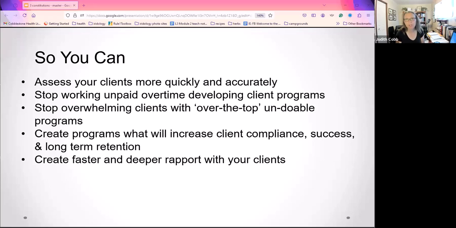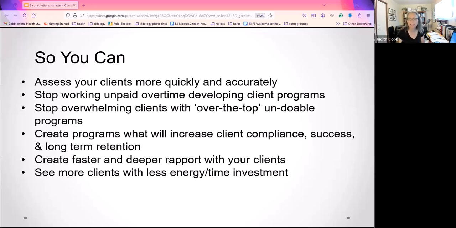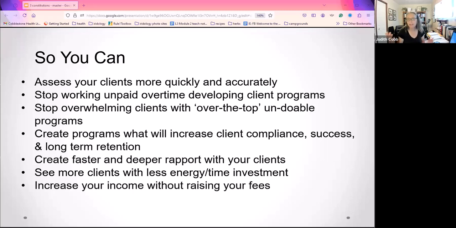Again, iridology, the way I teach it, will help you to create faster and deeper rapport with your clients, and it will help you to see more clients with less energy or time investment, which is great. If you can get your client work done with this one client in 1 hour instead of 3, what are you going to do with those extra 2 hours? See more clients, do something for yourself, focus on your own self-care, right? So it's really helpful. And again, this can increase your income without raising your fees.